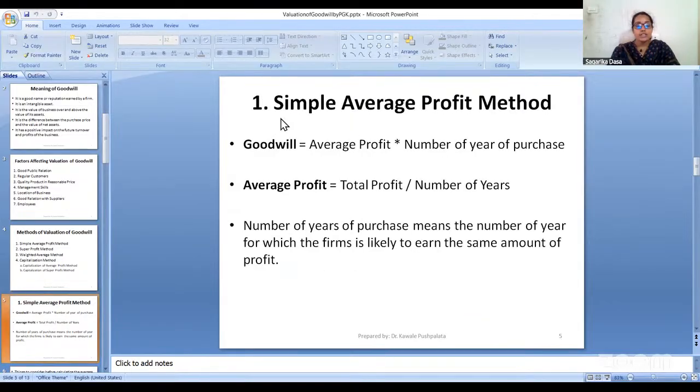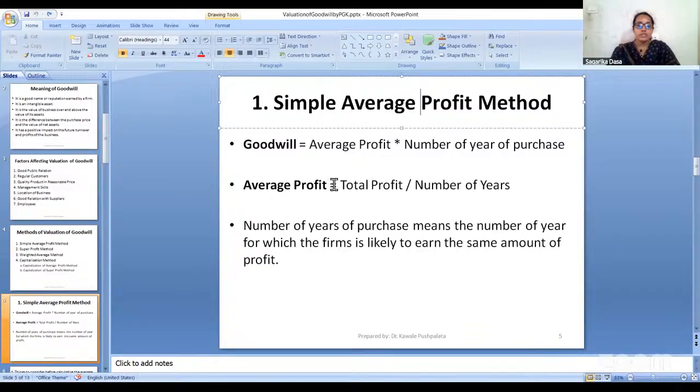Now, let us see the individual method calculations. First one, the simple average profits method. The term average here means total of items divided by number of items. So the same method we follow here. Some years of profits will be given. You have to calculate the average of these profits. Goodwill is equal to average profit into number of years of purchase. This number of years of purchase will be given to you in the question, like 2 years, 3 years. Average profit you have to calculate.